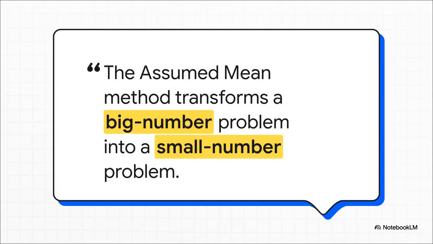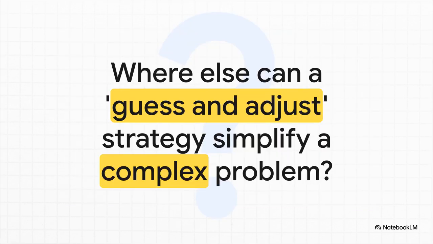So really, that's the whole idea here. The assumed mean method is all about working smarter, not harder. It's a fantastic tool that makes data analysis feel more intuitive by transforming a potentially messy, big number problem into a simple, small number one. And that kind of leaves us with a final thought, doesn't it? This whole idea of making an educated guess and then systematically adjusting it, that's not just for statistics. So think about it. Where else in your life, maybe it's your budget, planning a project, or even cooking, could a guess and adjust strategy help make something complex a whole lot simpler?